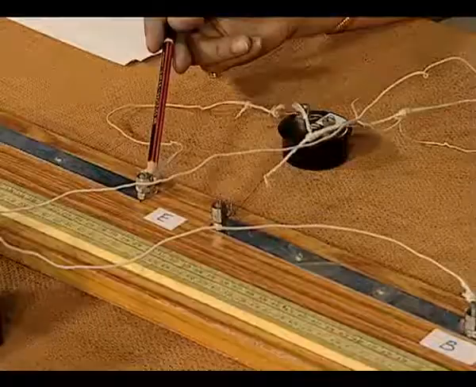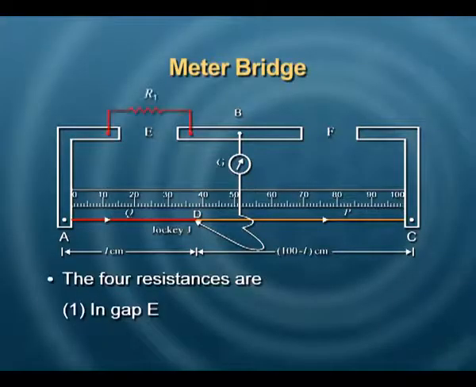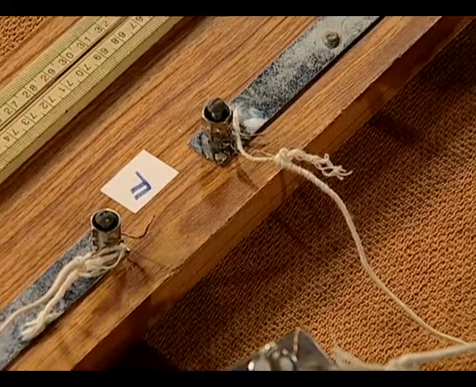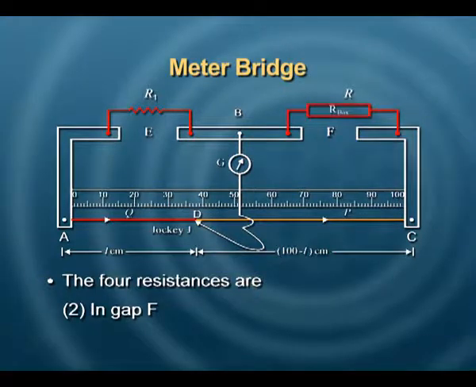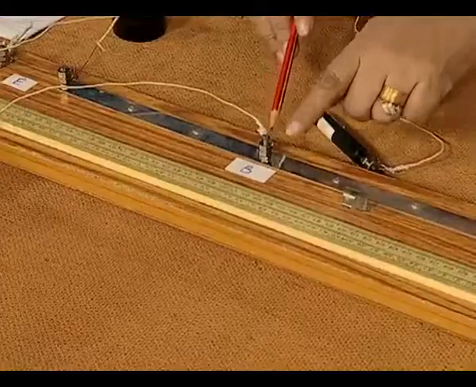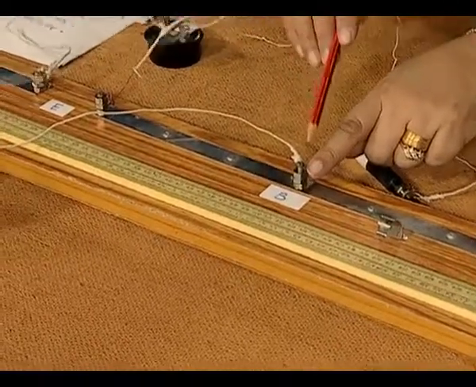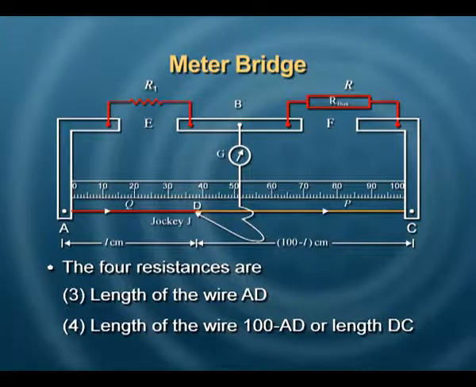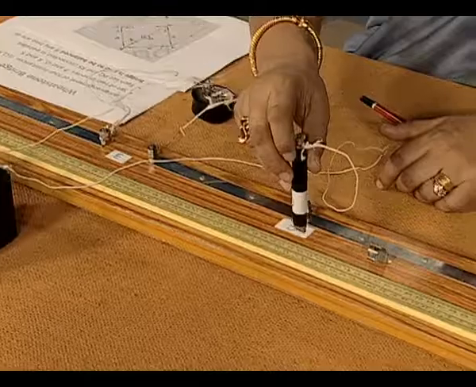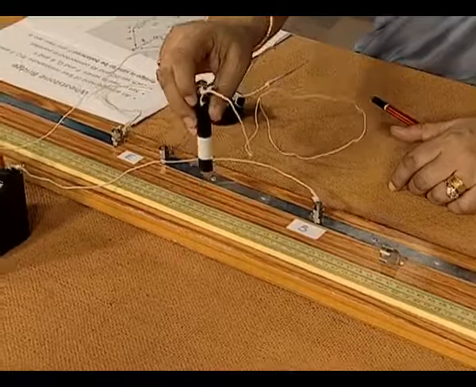This makes up the 4 resistances. How is that? In gap E, you may put a resistance box. In gap F, you may put the resistance box, which is marked here. The other 2 resistances are obtained on this wire. A galvanometer is connected between point B and a movable jockey, making up the point D whenever it makes a contact on this wire.